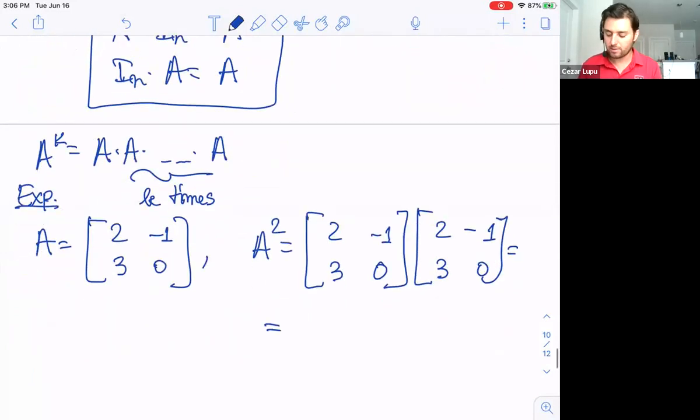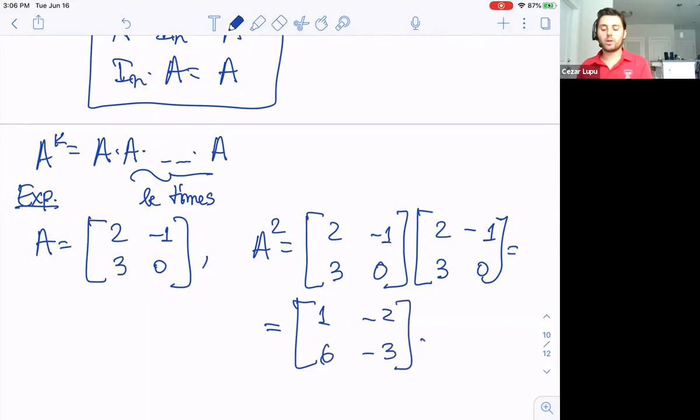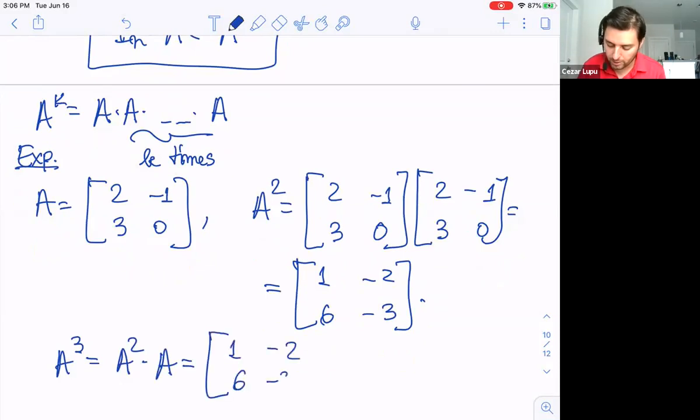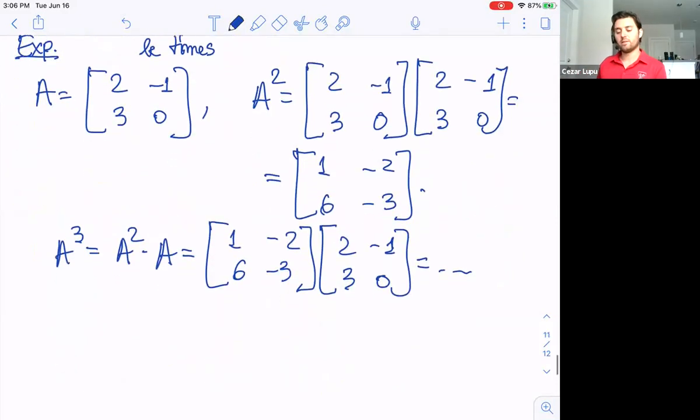And this will give us 1, -2, 6, and -3. And then you keep going. If you want to find A cubed, it is nothing else than A squared times A. So 1, -2, 6, -3 multiplied by A, which is 2, -1, 3, and 0. Anyway, I'll leave this computation to you. It's not a hard thing to do.